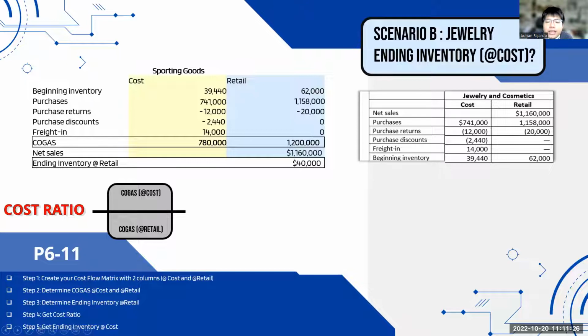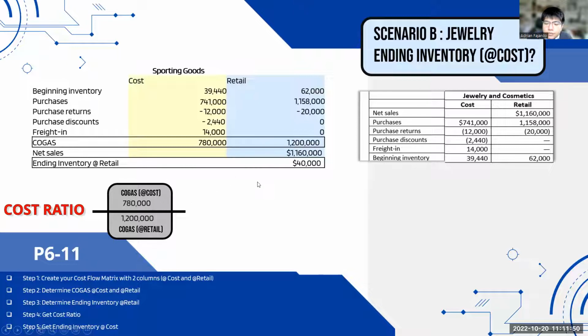So now that we know the ending inventory at retail, we need to make sure na from 40,000 gagawin natin siyang cost. Pero paano natin siya gagawin cost? Using the cost ratio. So step 4, you get the cost ratio, which is again, COGAS at cost of 780,000 and COGAS at retail of 1.2 million.